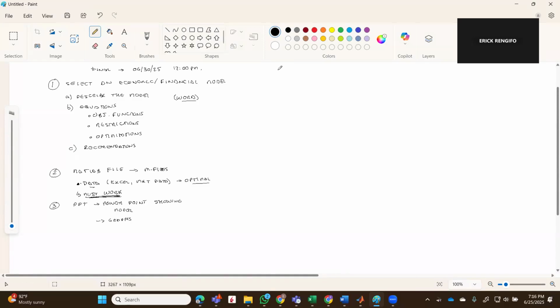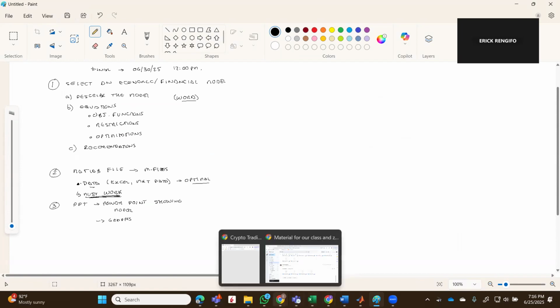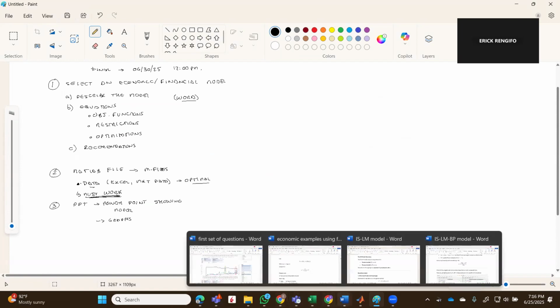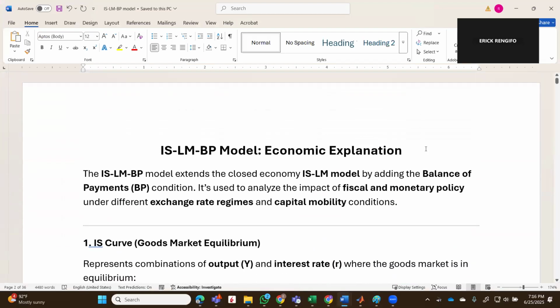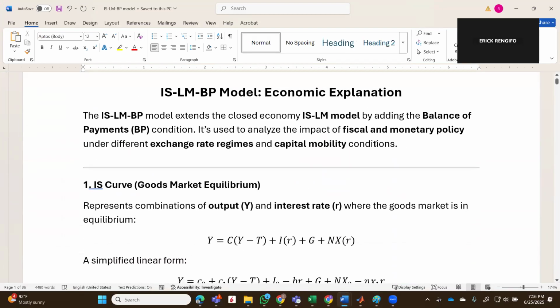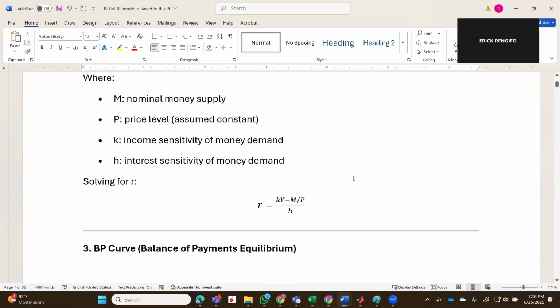I created one example for you, a little more complex than ISLM that includes a balance of payments, so includes external markets. And let me show you what happens. This is the mathematics. So I want something like this. This is my model. This is my economic explanation. These are my equations. These are my optimal equations.